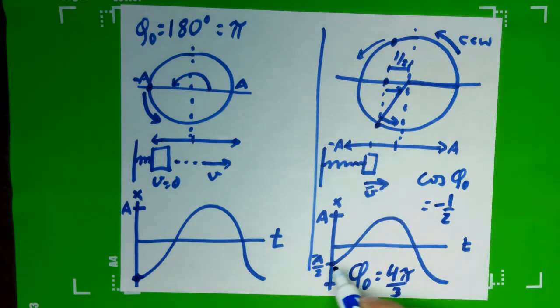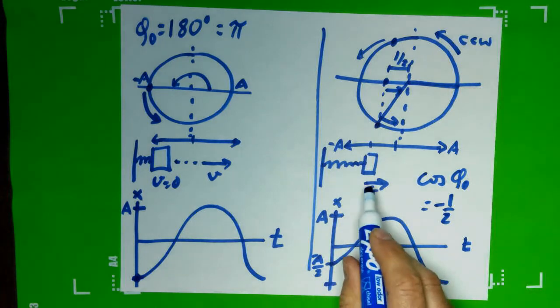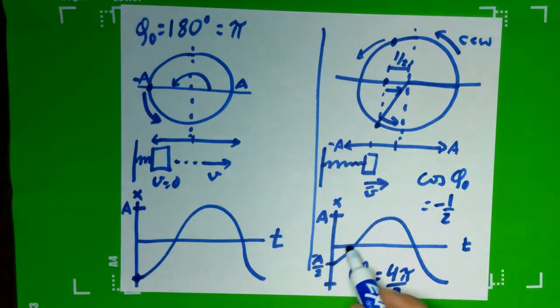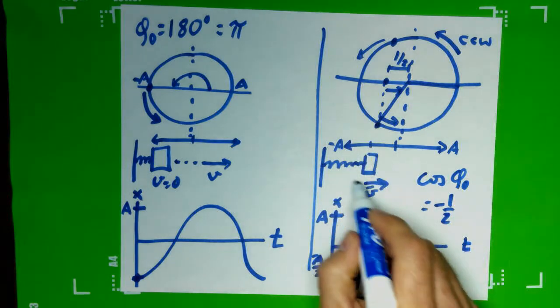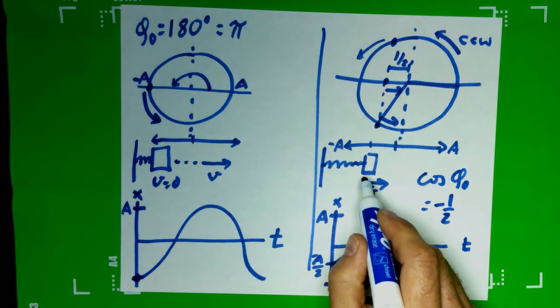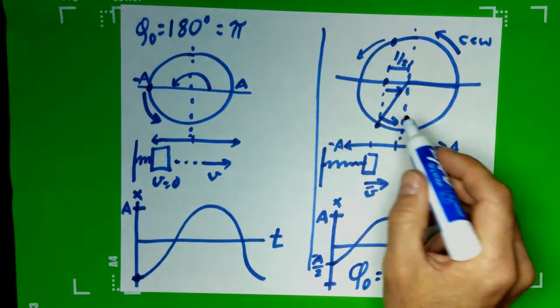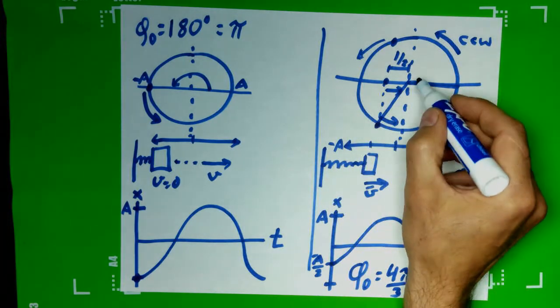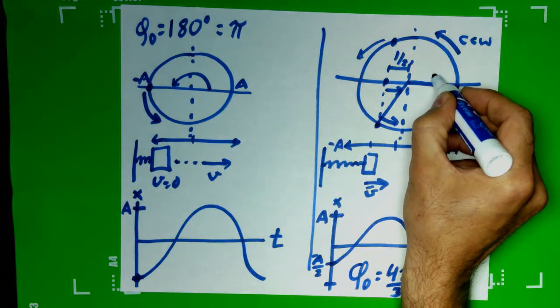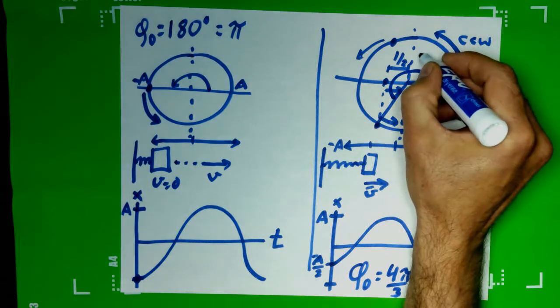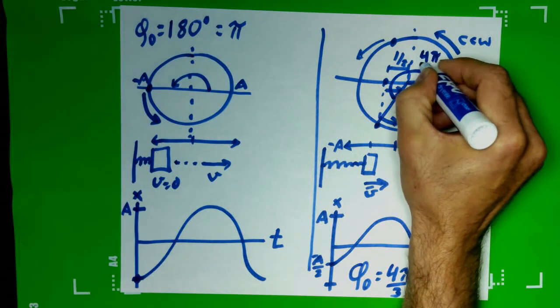We need to know both its position and its velocity, which we can read off the graph, or we have to be told in a physical picture. And then we use the circle to kind of figure out what angle we're talking about. So in this case, we are talking about this angle right here, which is 4 pi thirds.